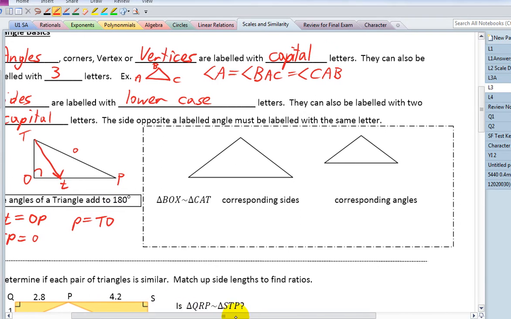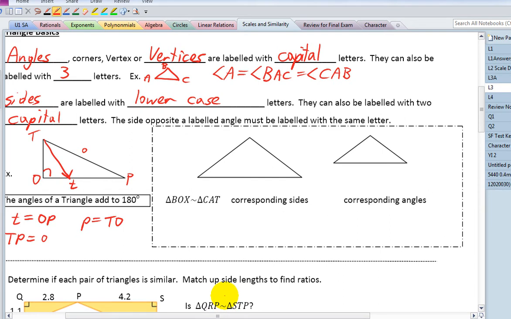So, corresponding sides. Here we have triangle BOX and triangle CAT. Now, because BO and CA are the first 2 letters, that means their sides correspond with each other. Okay? And since OX and AT are the last 2 letters in that position of the name, they must correspond. What other sides correspond?